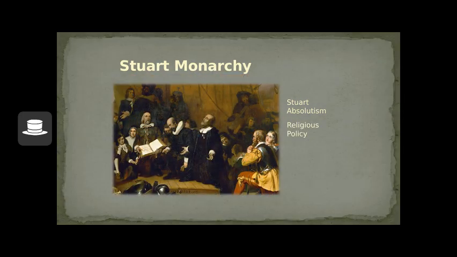To further complicate matters, we know that in the 17th century, all across Europe, there was a lot of religious discord. So we talked about the religious wars in France.